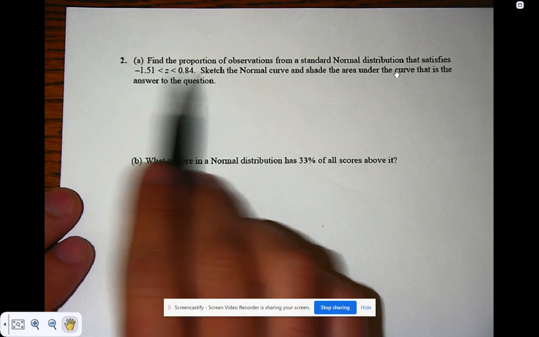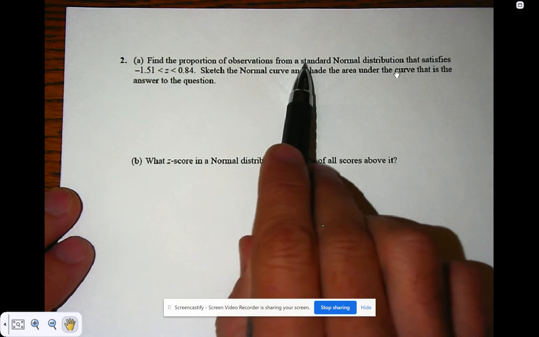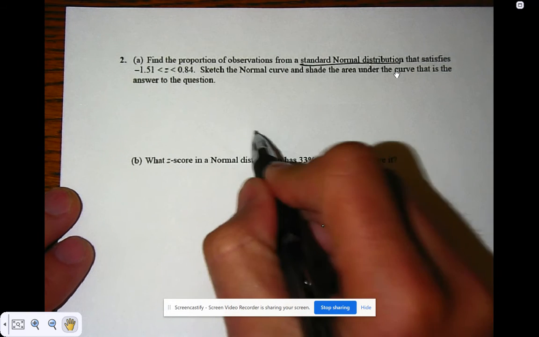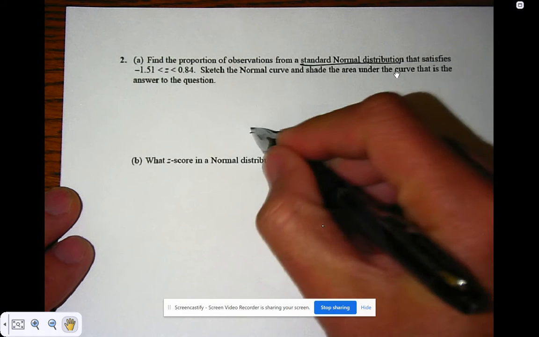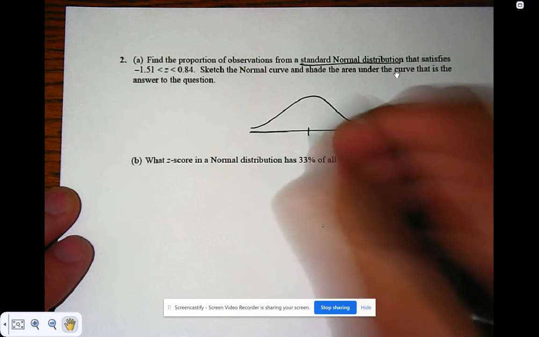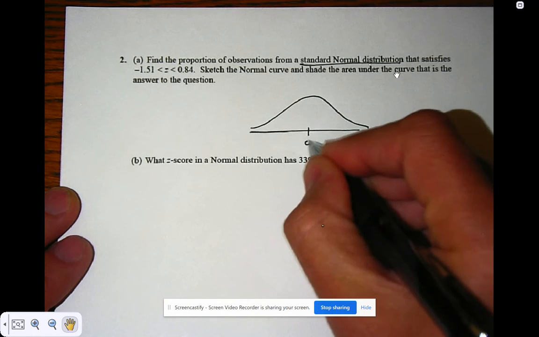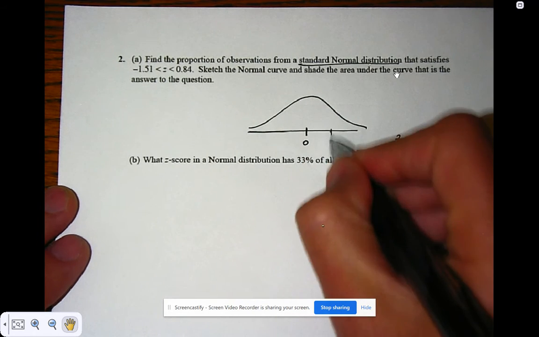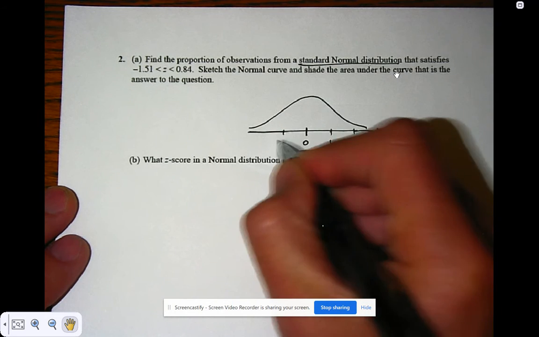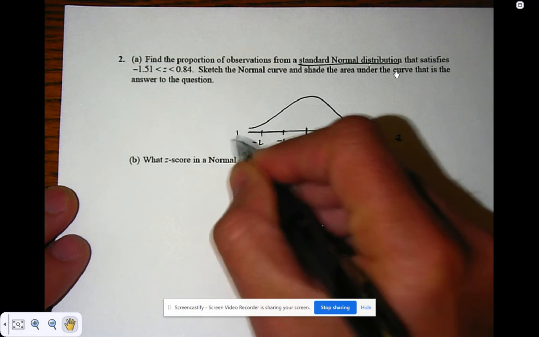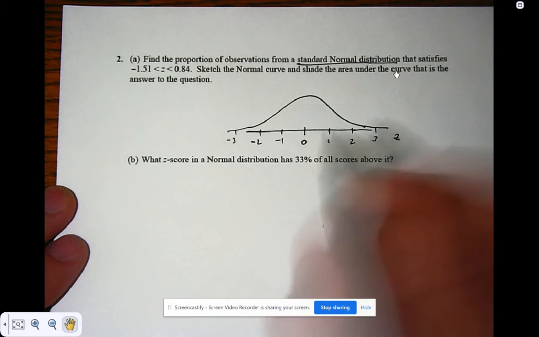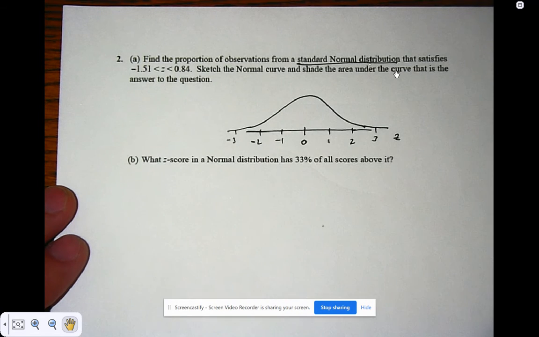So it says number 2, find the proportion of observations, standard normal distribution. So standard normal distribution, those words means that you have a normal curve, just like always. But standard normal means that these are all z-scores down here. Okay, and you start with a mean of 0, 1 standard deviation, 2, 3, and then -1, -2, -3, right? And so standard normal just means that the mean is 0 and it's 1 standard deviation away.